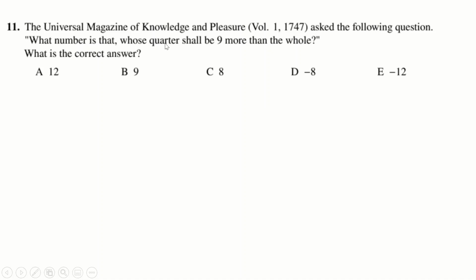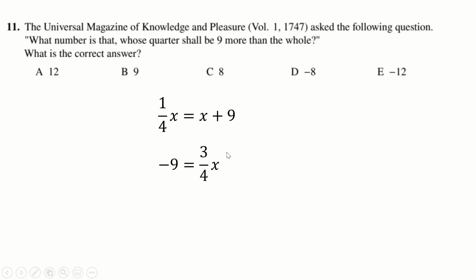So a quarter of x equals 9 more than x itself. So a quarter x equals 9 plus x, or x plus 9. So we need to add 9 to the number, 9 more than the whole, and that makes a quarter of the number. And of course, now we can just do some algebra.